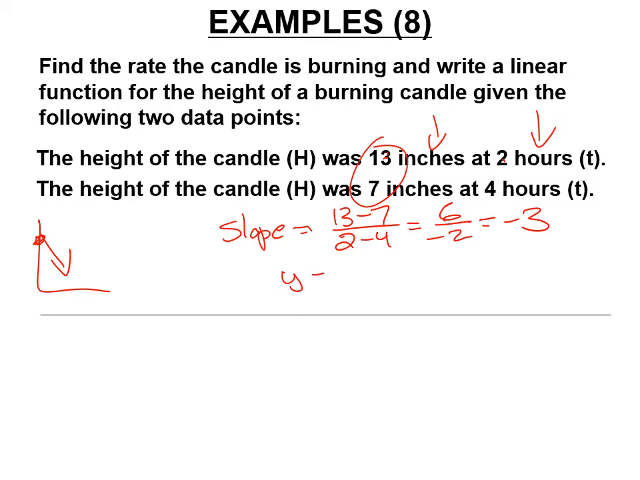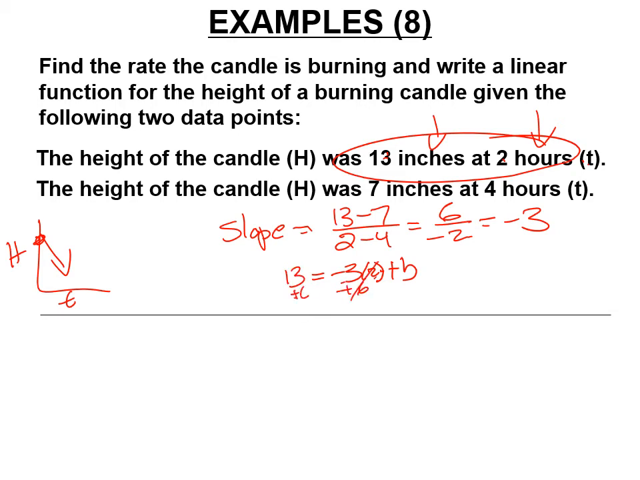We use the y equals mx plus b method, so y equals negative 3x plus b. You pick either of those. I'll pick 13 and 7. I mean, no, you pick 13 and 2. When x is 2, h is 13. So negative 3 times 2 is negative 6. Add 6 to both sides.